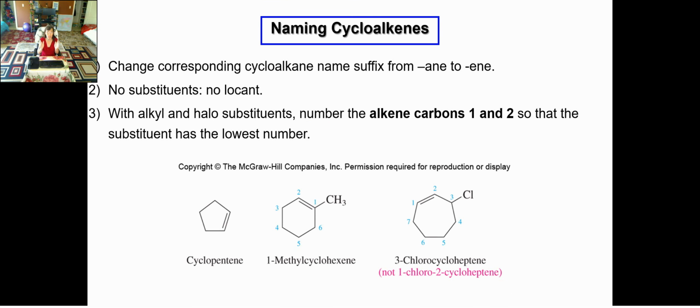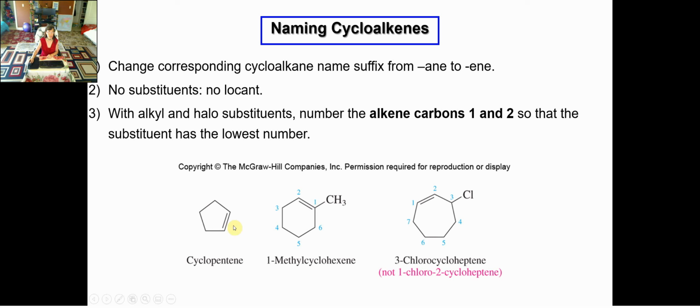If we have a cycloalkene, how are we going to name the compounds based on the IUPAC naming convention? First of all, you change your corresponding cycloalkane into cycloalkene. Again, you change your ANE to ENE. If you don't have any substituents, you don't have to worry about the locants. With alkyl and halo substituents, you number your alkene carbons as carbon 1, carbon 2, and then move to the methyl, alkyl groups and halo groups.